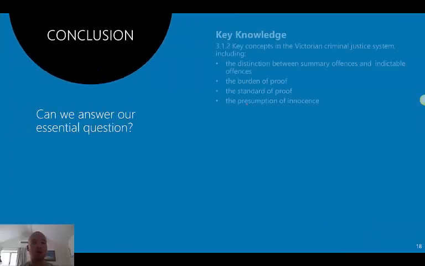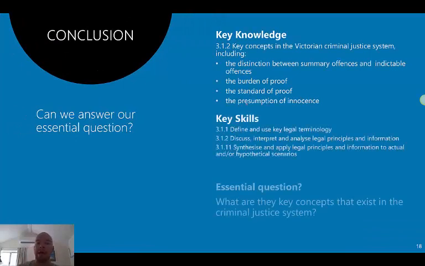That is the conclusion of today. Remembering our key language here is concepts. And if you see concepts, it's referring to 1, 2, 3, 4. Can you answer our essential question to finish off? What are the key concepts that exist in the criminal justice system? Have a crack at answering that now.